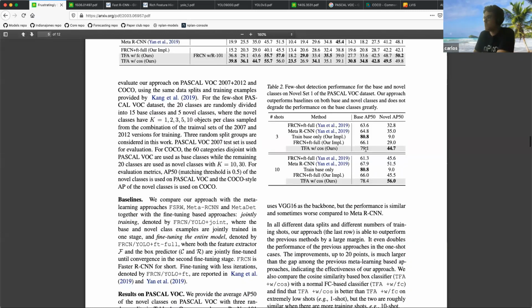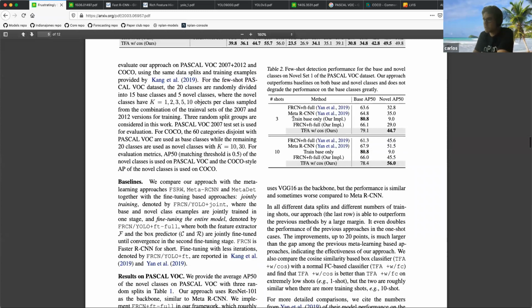So the final observation that I had on this particular table is that, of course, the best way to get base accuracy is just to train the base classifier, but then you get very poor precision on the new classes. Related to the cosine similarity question, when they say AP50, they measure precision thresholding similarity at 50%.